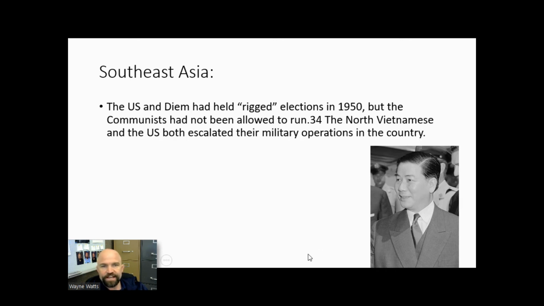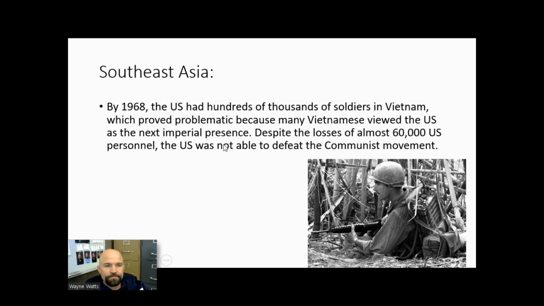The U.S. and Diem had held what were called rigged elections in 1956, but the communists were not allowed to participate in the election. The North Vietnamese and the U.S. both escalated their military operations in South Vietnam. By 1968, the U.S. had hundreds of thousands of soldiers in Vietnam, which proved problematic because many Vietnamese viewed the U.S. as just the next imperial presence.